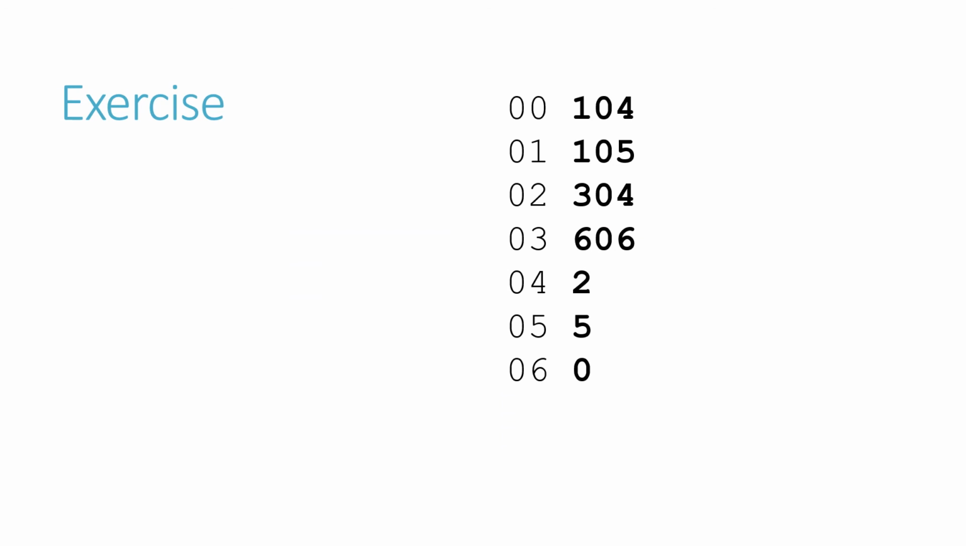So let me leave you with an exercise to show understanding. What I've written on this screen represents 6 storage locations, numbered from 00 to 06, and each storage location is holding a number code. Some of those represent instructions, some of them represent data. So copy this into your book.